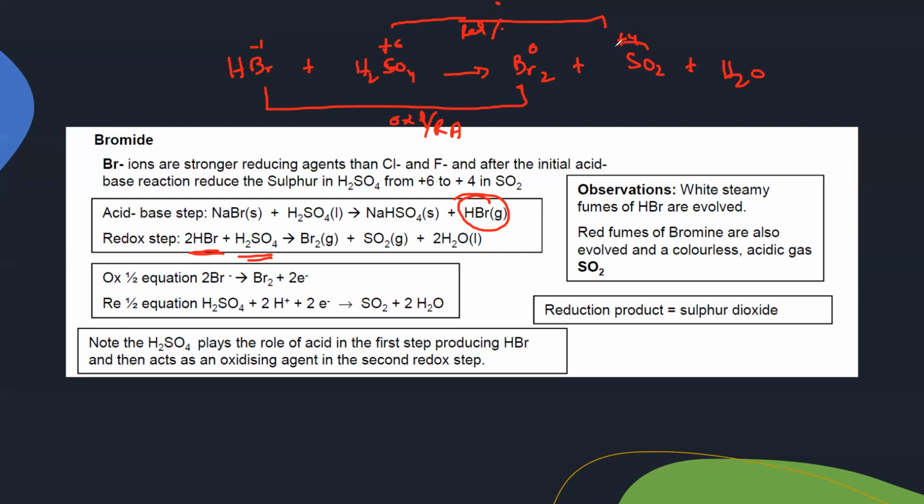The observation of a pungent gas, sulfur dioxide, is responsible for showing that sulfur +6 has been reduced to +4. So sulfuric acid plays a vital role in the first step because it produces hydrogen bromide, and then in the second step it acts as an oxidizing agent. So in the first step, sulfuric acid produces hydrogen bromide, and the product hydrogen bromide further reacts with sulfuric acid to give bromine, sulfur dioxide and water. Is it clear? The reaction with bromide.